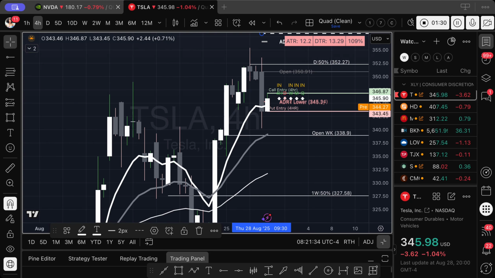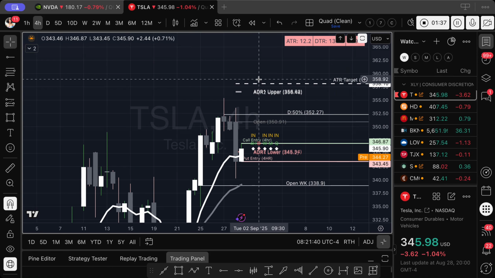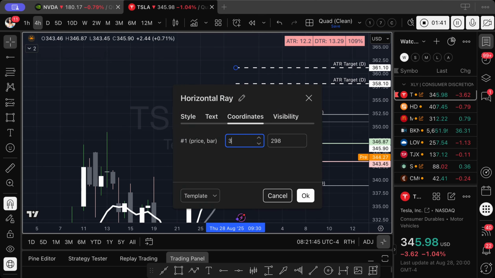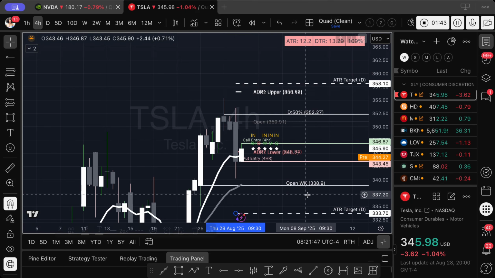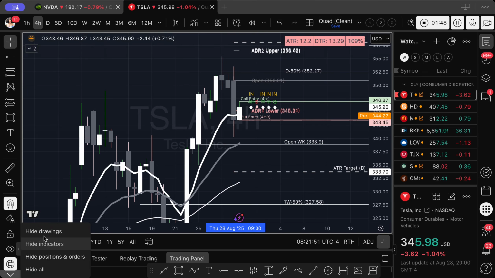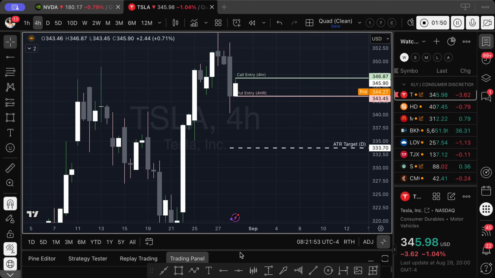And then to the downside, let's get that as well. We're looking at about 330, 370. So 330, 370 is our ATR target down. And now, of course, we need to map out all of our price targets. Hide the indicators.